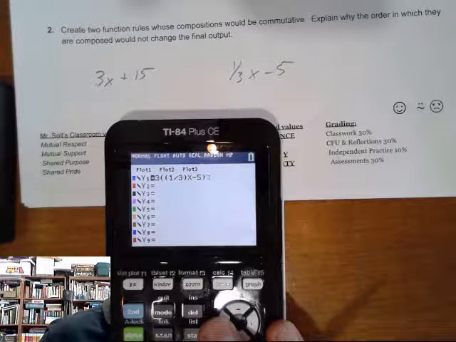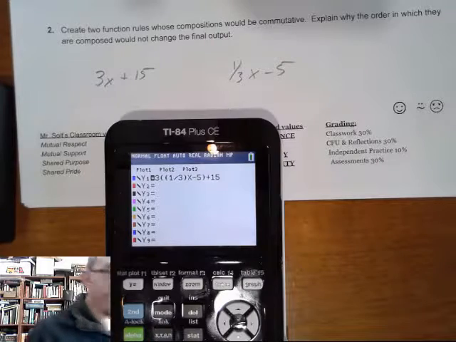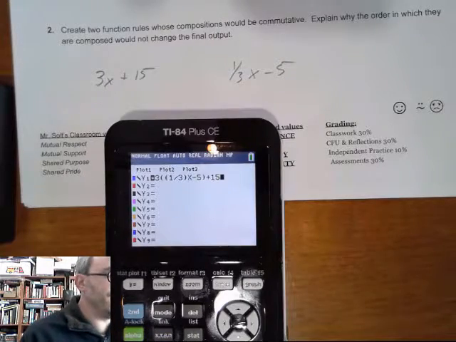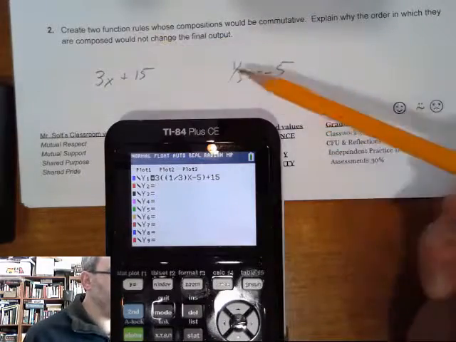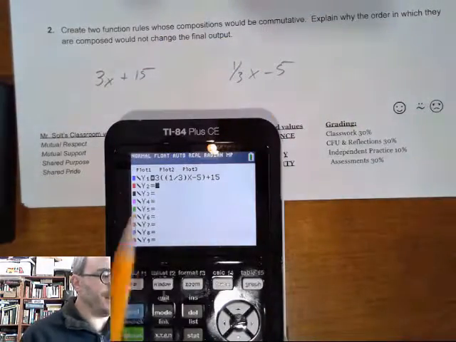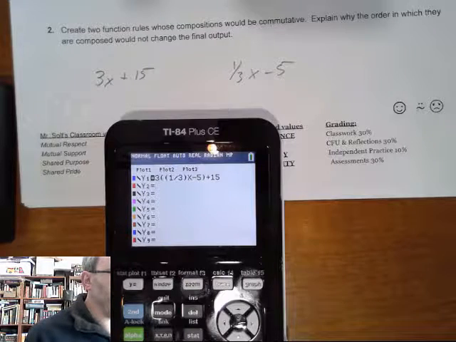Oops, I goofed it. Did I goof? No, I'm good. Now I add 15. Sorry, I thought I messed up. I'm okay. I just need to remember to put that 15 at the end. I go down to the next. Now I just put this function inside that function in my calculator.